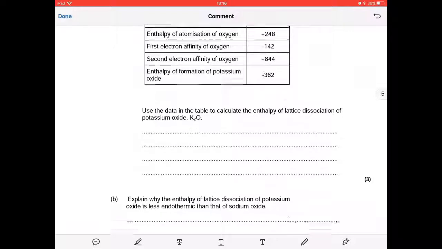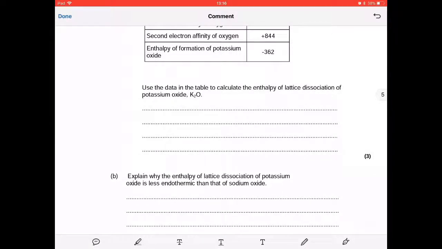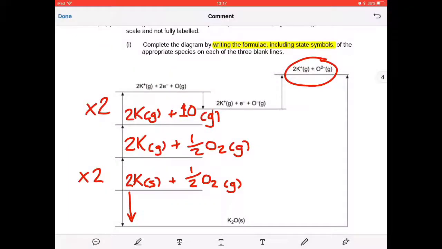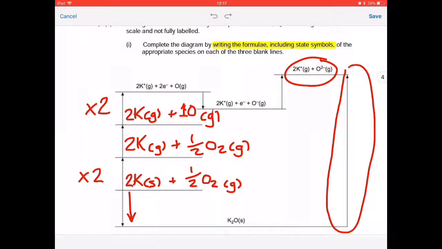Moving on, the next part asks us to use the data in the table to calculate the enthalpy of lattice dissociation of potassium oxide. So lattice dissociation here is splitting the solid into its gaseous ions. Looking back at what we need, that arrow is this one here. So the easiest thing to do is to start at this arrow and work around to this arrow.